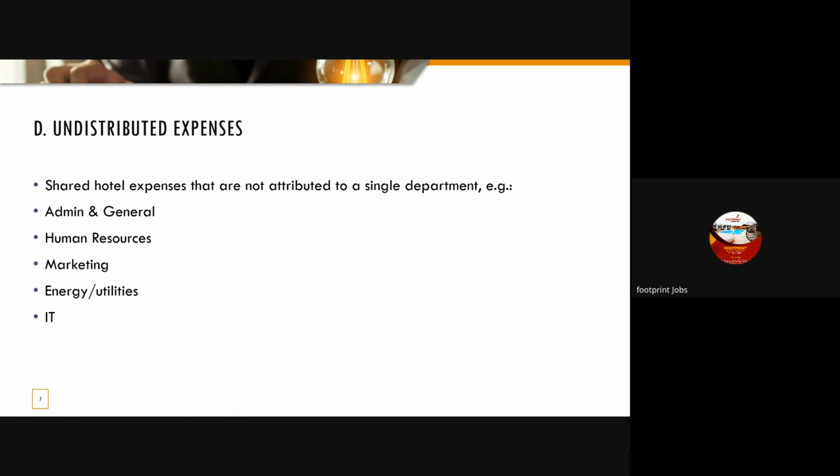Then there's something we call undistributed expenses. Please pay attention to all this because it's very important, so that when you're talking to your owners, henceforth, you talk from the point of experience.